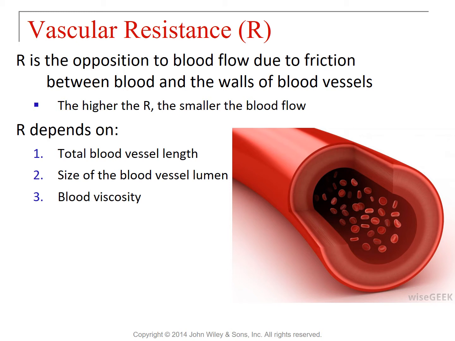Vascular resistance depends on three factors: total blood length, the size of the blood vessel lumen, and blood viscosity. So we're going to examine each of those one at a time.